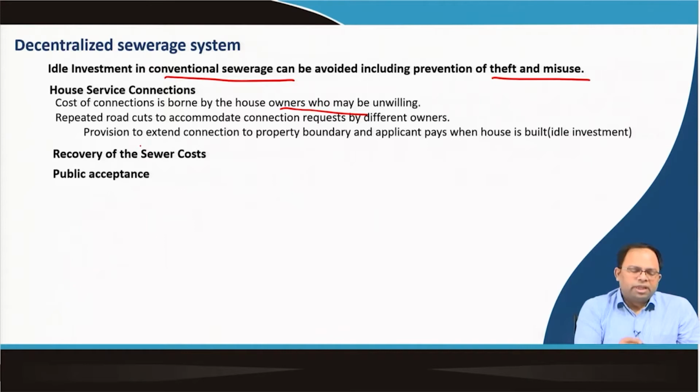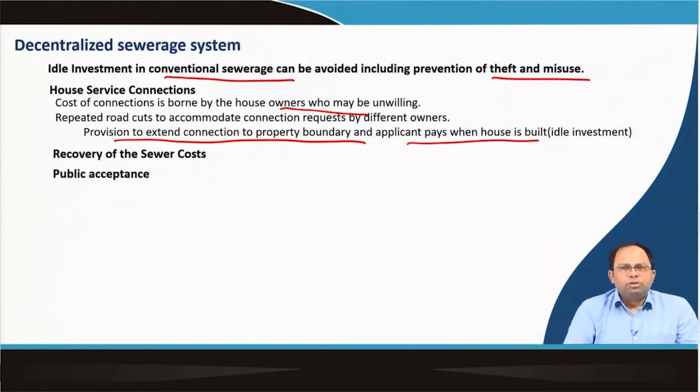So there could be a provision to extend the connection from the sewerage line to the property boundary, and the applicant pays when the house is built. This could be possible, but this is all idle investment by the municipality. That means the municipality will lay the sewer, build these connections to every plot, and all this money would be invested, and maybe the plot would never be developed, or people may build a house much later, right? So there is no point in doing this kind of investment. Recovery of sewer cost and public acceptance are other issues. That means this is why we go for decentralized systems.